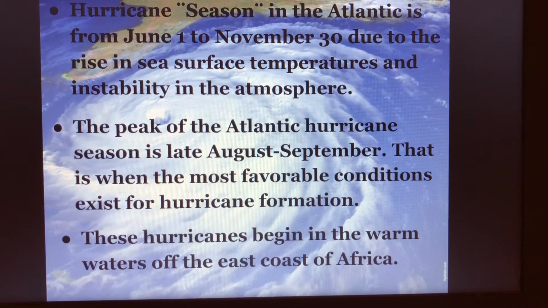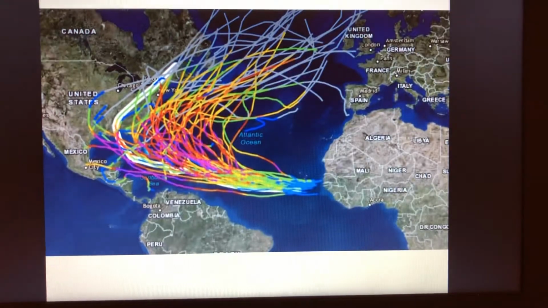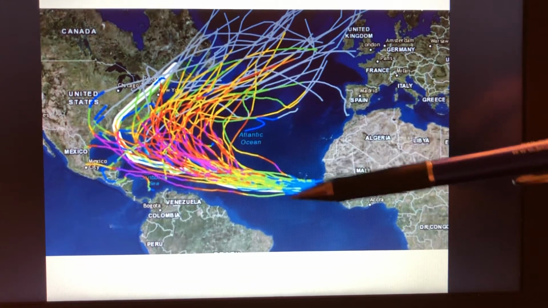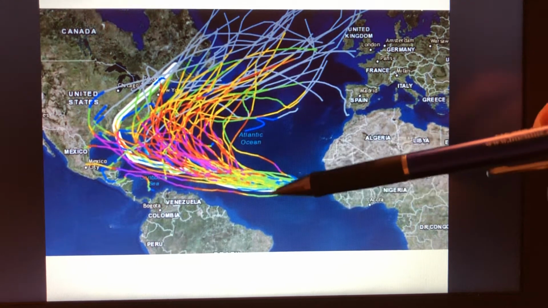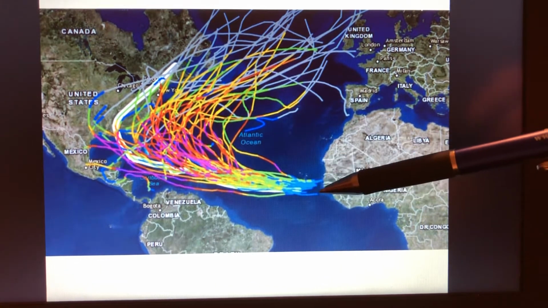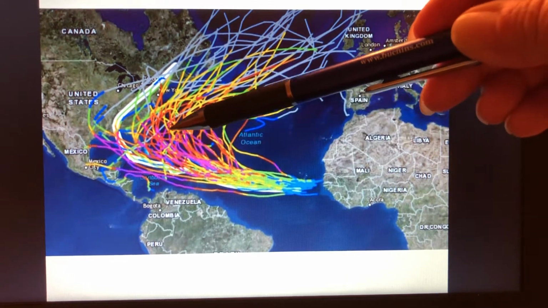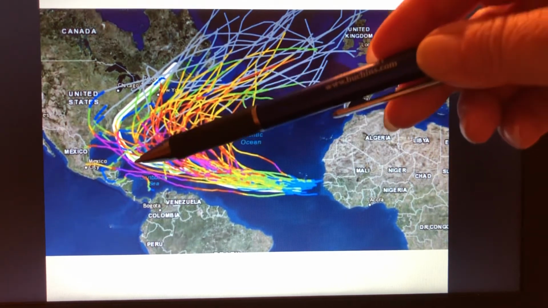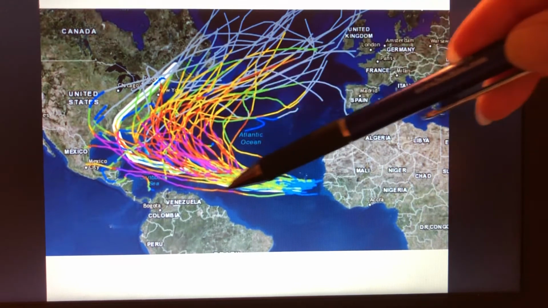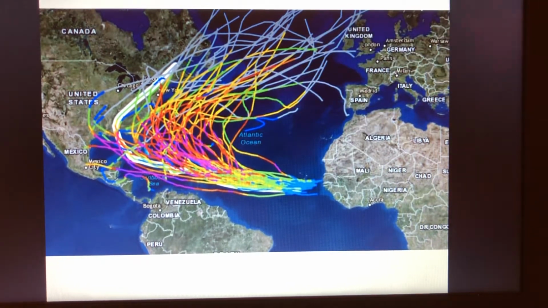And all of these hurricanes begin in the warm waters off the east coast of Africa. So you can see on this map that right here on the east coast of Africa is where all of those little tropical depressions start. They make their way all the way across the ocean, and as they do, they reach the United States, and this bend is when they bounce off of land.